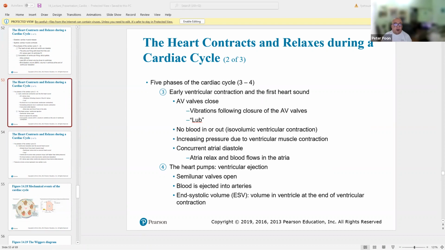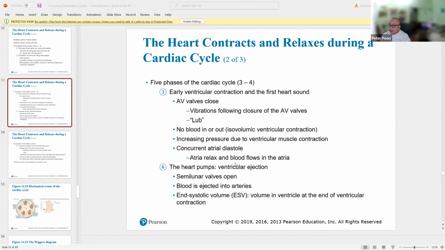Okay. So phases 3 and 4. When the AV valves close, that's when you get the heart sound. Now there's no blood leaving. So isovolumetric ventricular contraction. The ventricle starts squeezing.